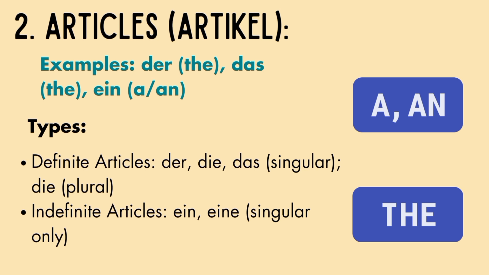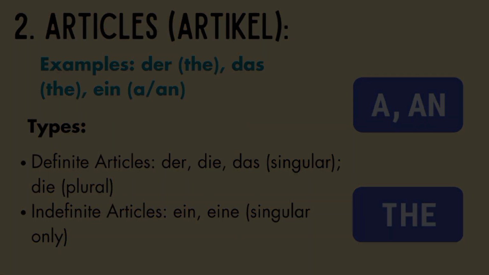Now next we have articles. We know articles are a, an, and the. So I have already told you that der, das, and die mean the. There is another word which is ein, which means a or an. Now in the German language the articles are differentiated into two types. The one is definite articles and the other is indefinite articles. Now let's see definite and indefinite articles a bit closely.